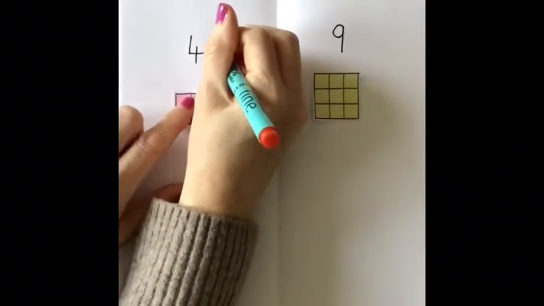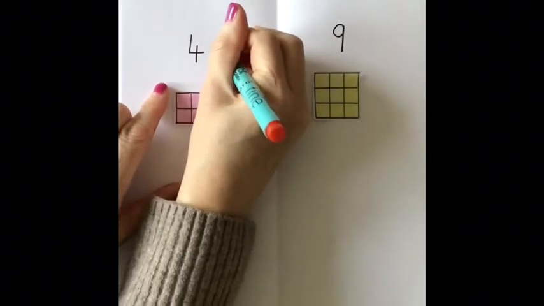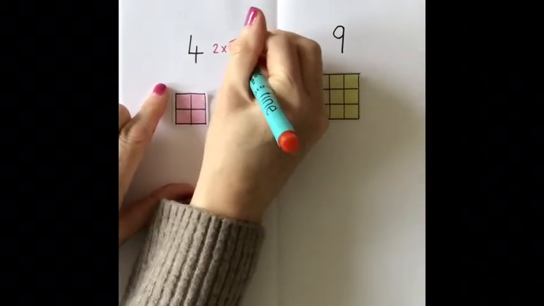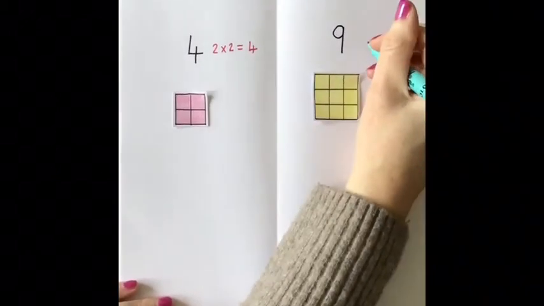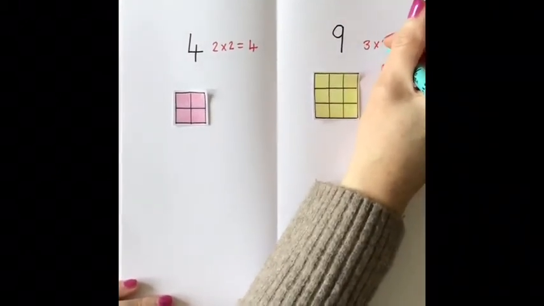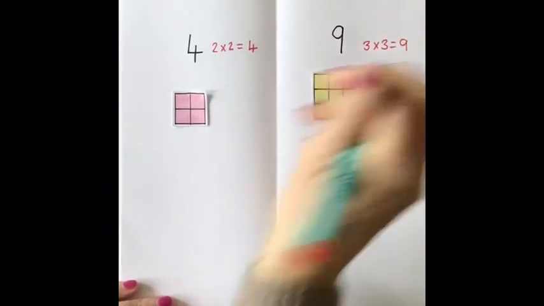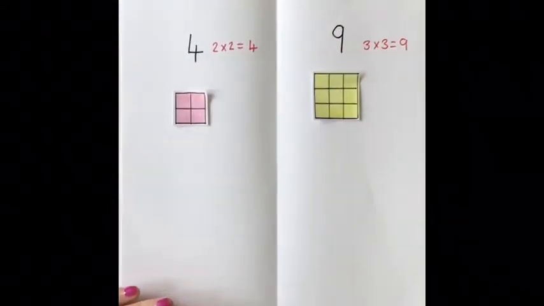4 has been made by multiplying 2 by itself to make 4. 9 has used 3 multiplied by itself to equal 9, showing that 4 and 9 are both squared numbers.